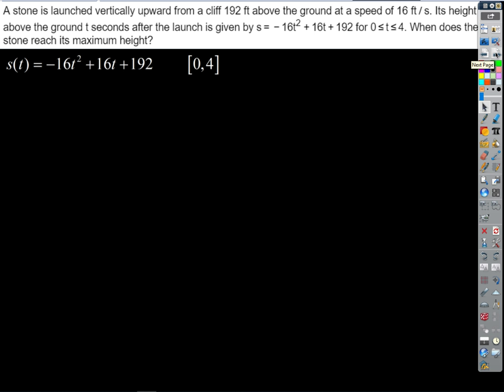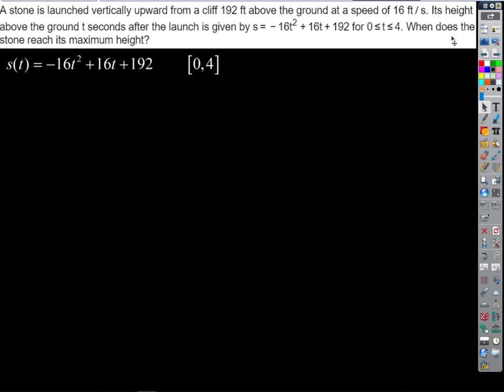Okay, what about this one? We don't even have to do this problem, we just have to talk about how this one is a good application of the calculus that we're talking about. A stone is launched vertically upward from a cliff 192 feet above the ground at a speed of 16 feet per second. So this looks suspiciously like physics stuff, doesn't it?